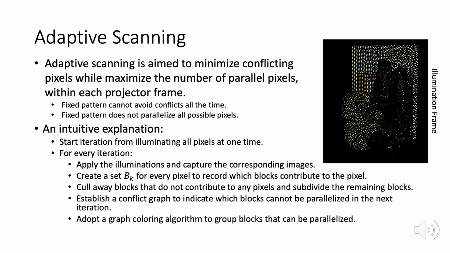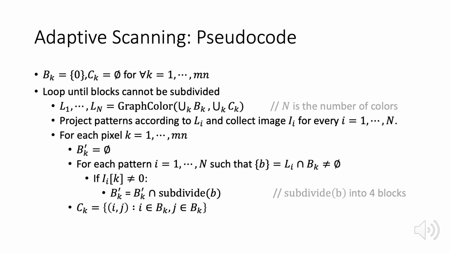The nodes of the conflict graph are all the sub-blocks, and once a pair contributes to the same pixel, an edge will be established between them. Finally, they adopt a graph coloring algorithm to group blocks that can be parallelized. The blocks with the same color are synchronously lighted up. Here, let's dive into the pseudocode of this adaptive algorithm.